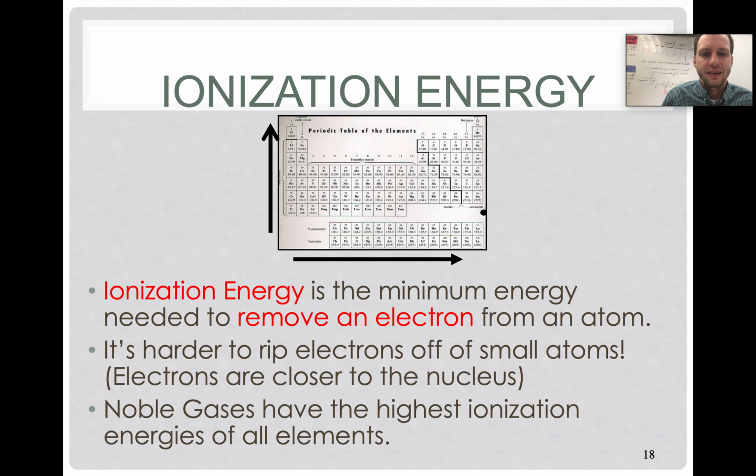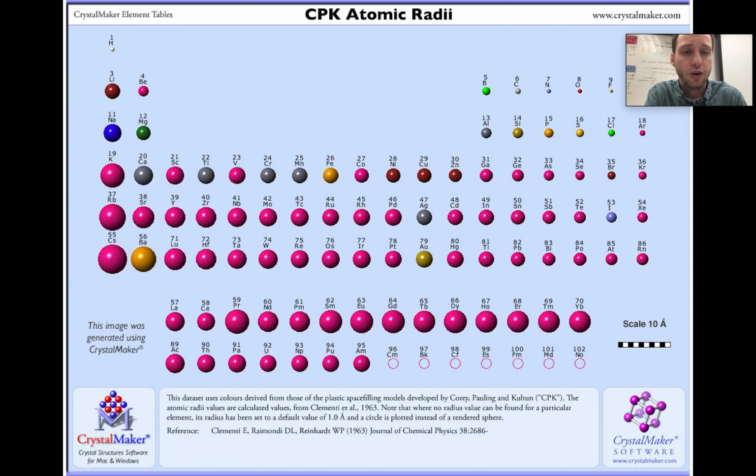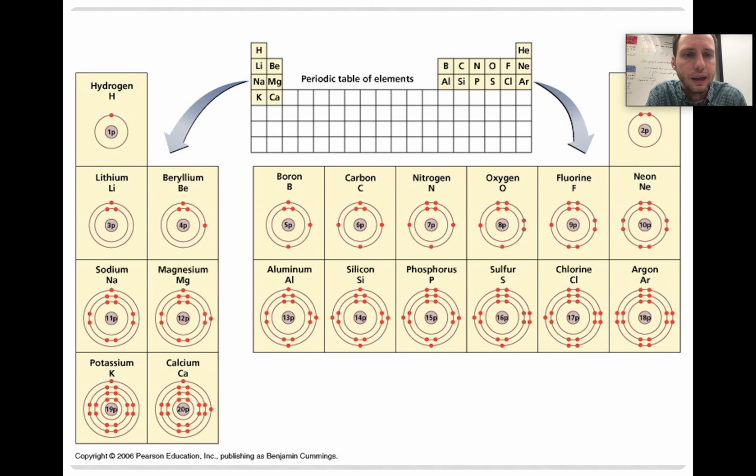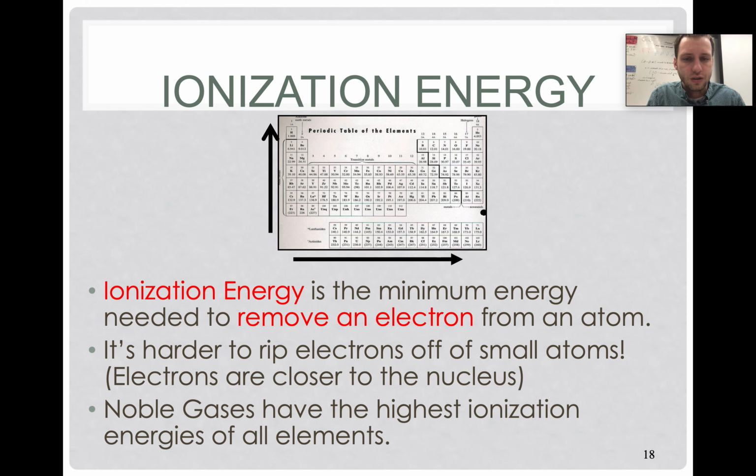All right, let's talk ionization energy. First of all, the definition: it's the minimum energy needed to remove an electron from an atom. We're seeing how much energy it takes to take an electron off of the atom. It increases as you go up and to the right. One of the reasons for that is that it's harder to get electrons off of smaller atoms because they're closer to the nucleus, and so that nucleus wants to attract them, and so it's harder to rip them off.